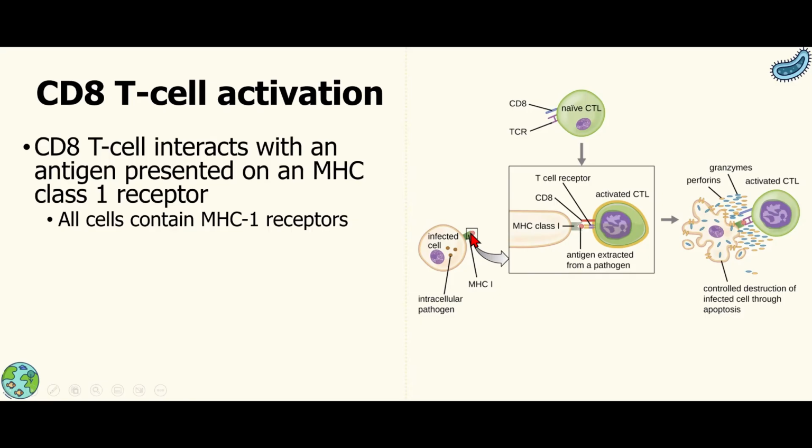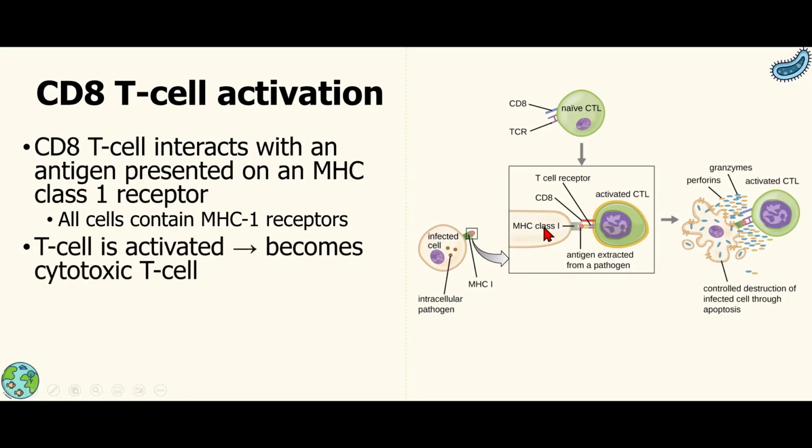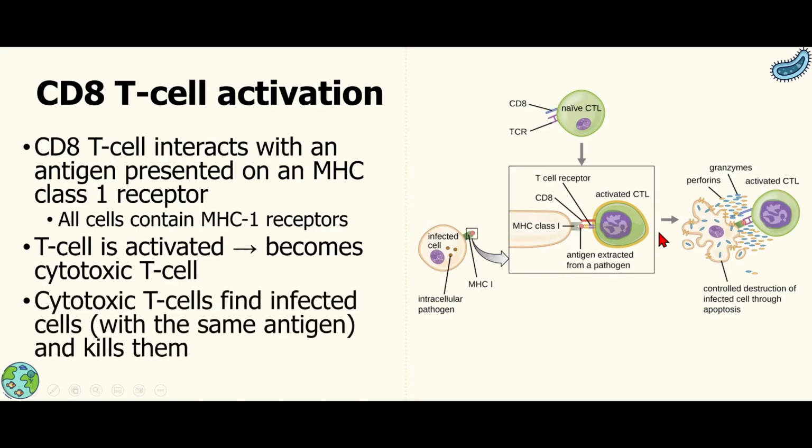It's going to present it to the CD8 T cell. The T cell becomes activated through this interaction, and this CD8 T cell becomes what we call a cytotoxic T cell. Cytotoxic T cells are very important because they will basically kill any infected cells in the body. And of course, they're going to identify those infected cells by looking for that specific antigen. By the way, when a T cell gets activated by an antigen, it will only kill things that have that antigen. So again, very specific.